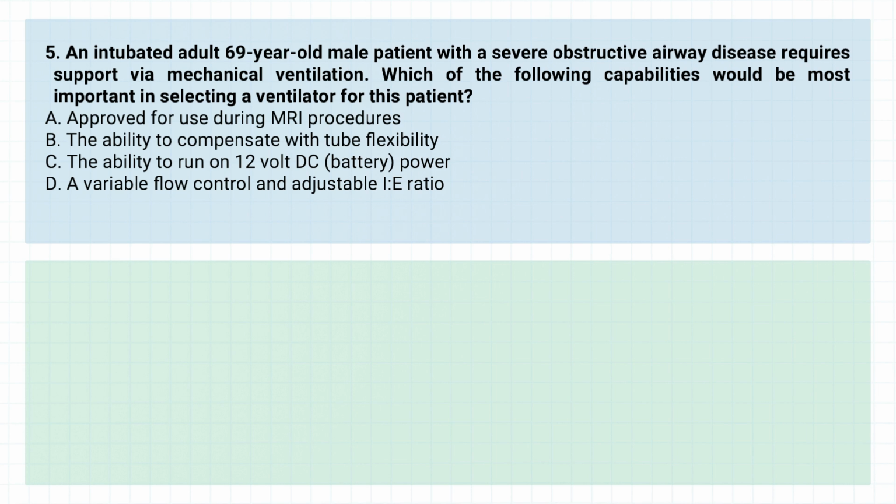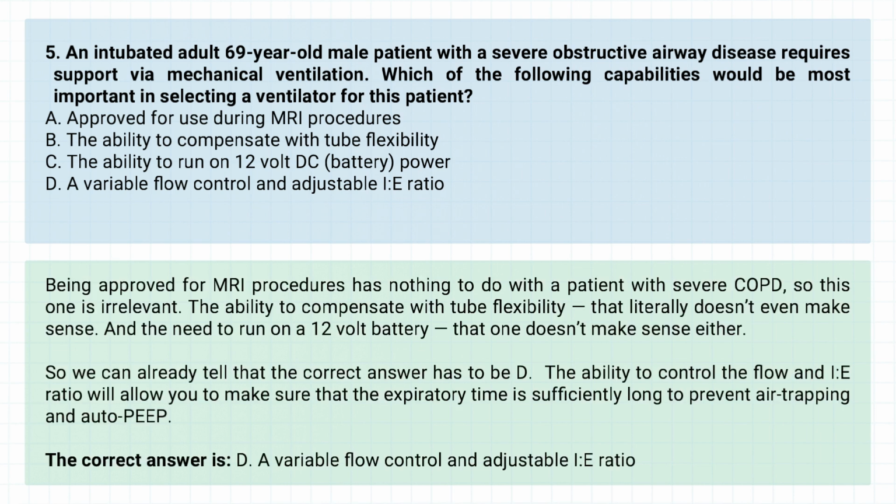B. The ability to compensate with tube flexibility. C. The ability to run on 12-volt battery power. D. A variable flow control and adjustable IE ratio. The correct answer is D. A variable flow control and adjustable IE ratio.